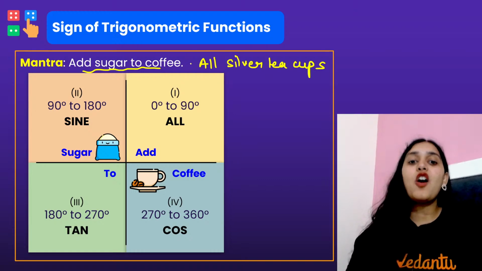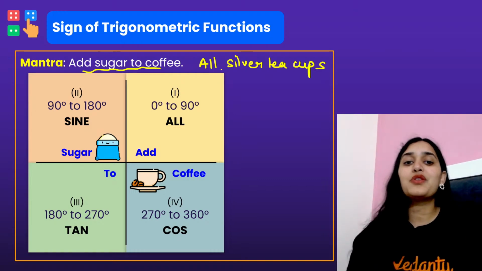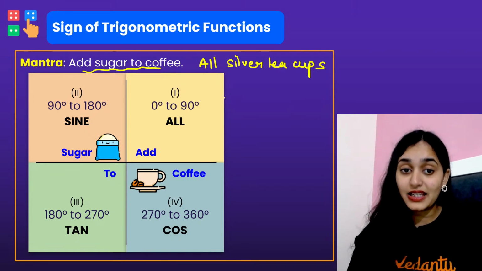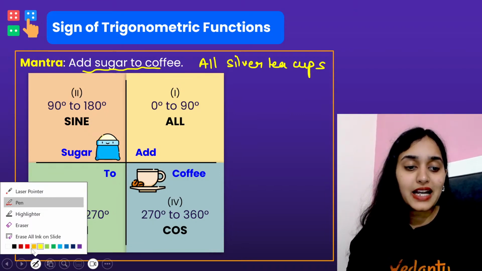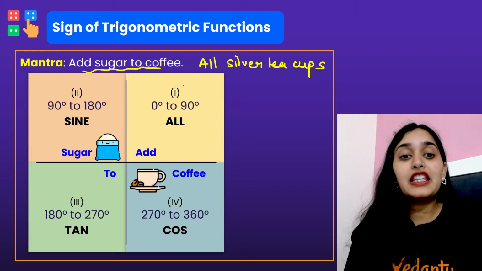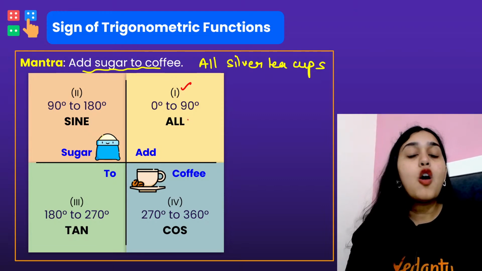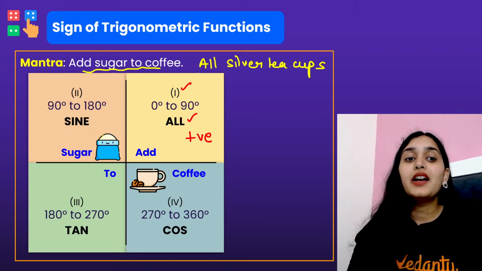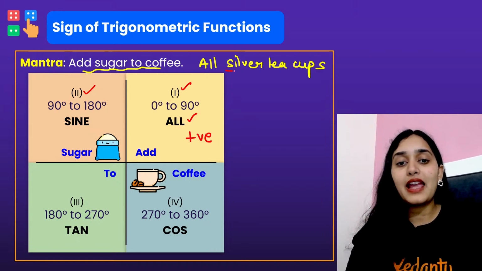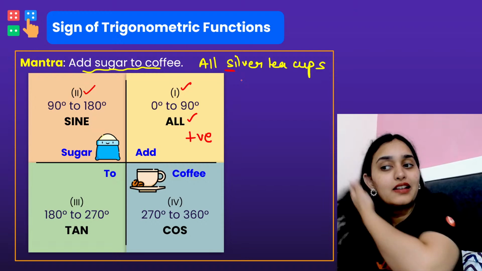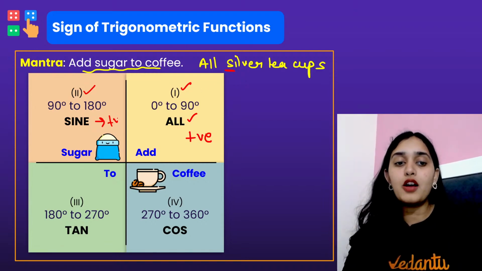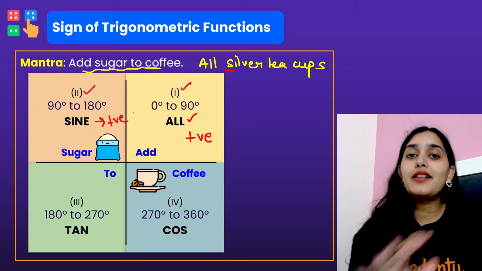Okay, so in my school time we used to remember "All Silver Tea Cups." Now what does that mean? All Silver Tea Cups basically denotes that in the first quadrant all the trigonometric functions are positive. In the second quadrant, S for silver, S for sine: sine is positive, all the others are negative.